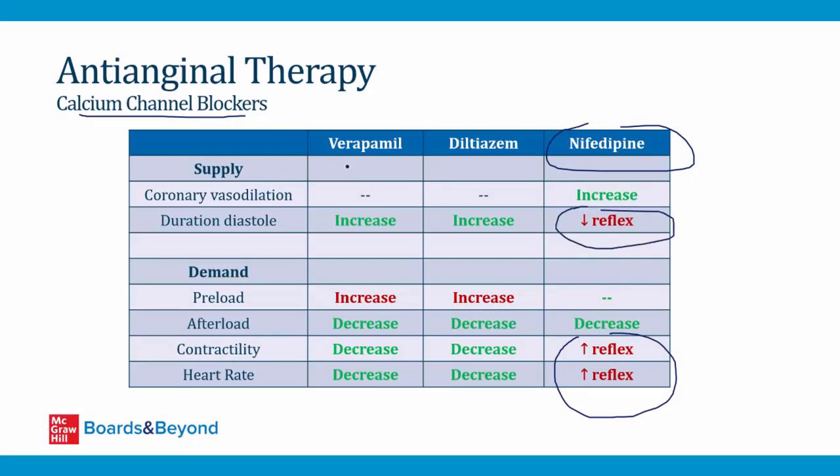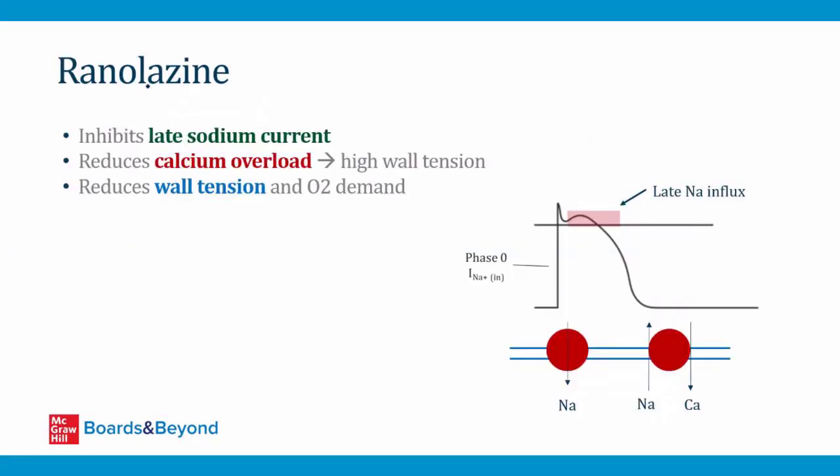Verapamil and diltiazem are just like beta blockers, and the effects shown here are the same as we saw for beta blockers on the last slide. The final medication we'll talk about for treating stable angina is ranolazine. This medication has a very peculiar mechanism of action that is not intuitive.